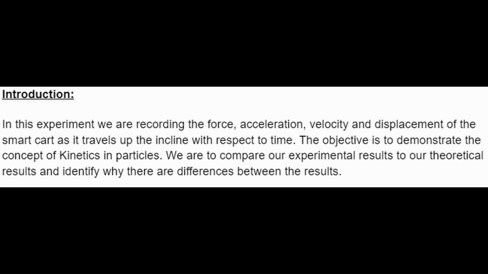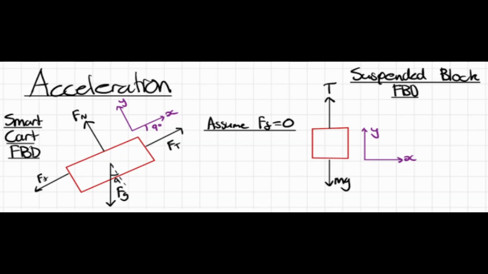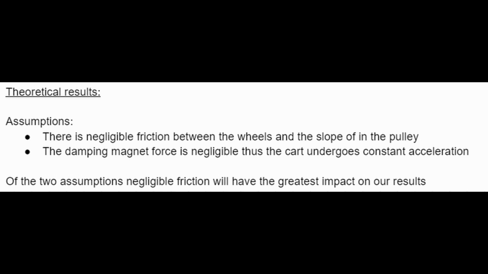We are going to compare the experimental results to our theoretical results and explain why there is a difference between them. For both of these experiments we are treating friction and aerodynamic forces as if they are zero, even though realistically both of these apply to the cart in negligible amounts. For the first experiment we are also treating the magnetic damping force from the bumper to be zero, and therefore the cart should undergo constant acceleration.